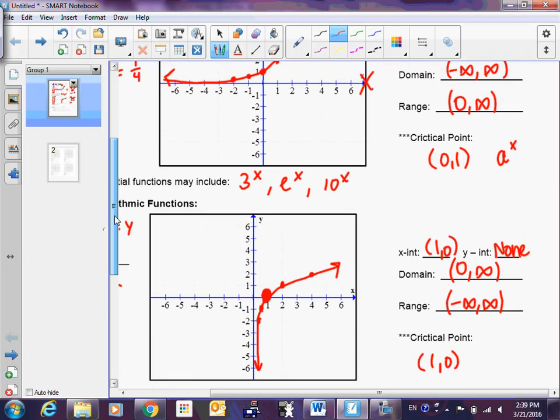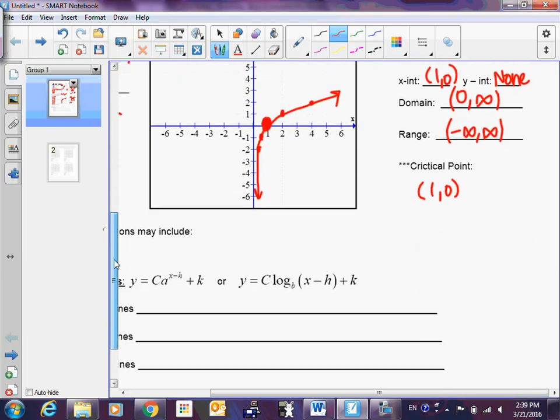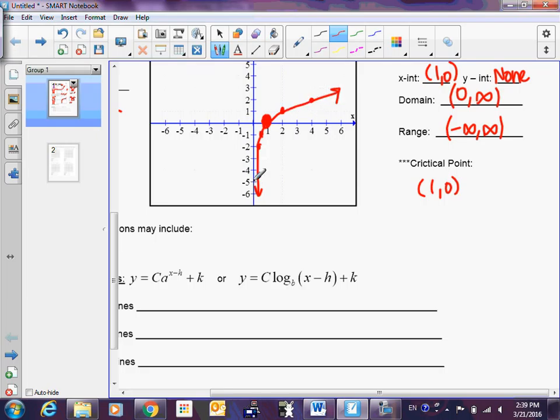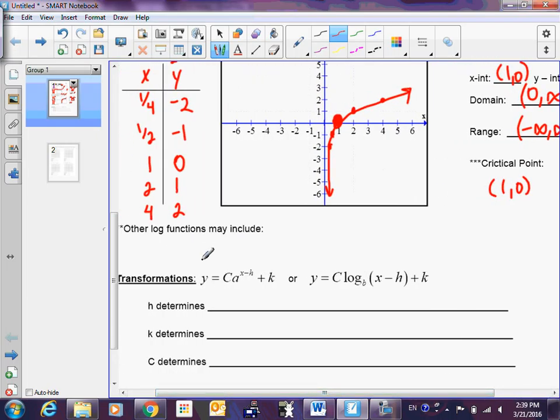Okay, so I'm going to scroll it up just a little bit so you can compare the two. Basically, just everything switched. That's because these two things are inverses. Okay, and these are what we call our parent functions. Now, the little points here and there are going to change depending upon which log you do, but that critical point is going to be true for all logs.